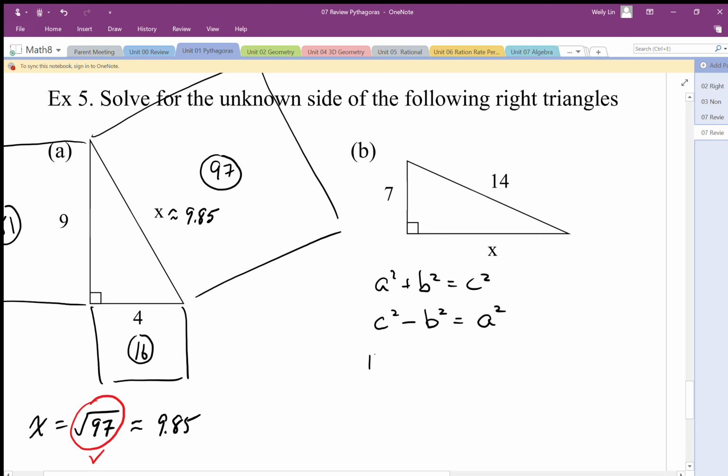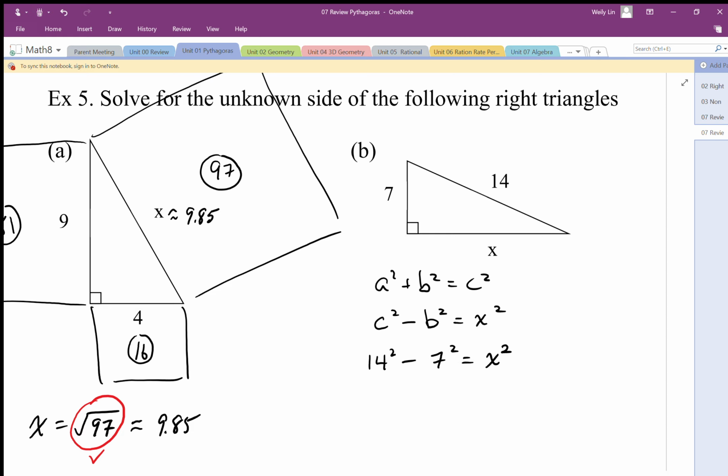So I'm going to do 14 squared minus 7 squared equals, well, in this case, that is going to be our x, isn't it? Okay, one of the other side lengths is x squared. Again, remember that these are areas that we are dealing with. We do want to find side length, so we have to square root at some point.